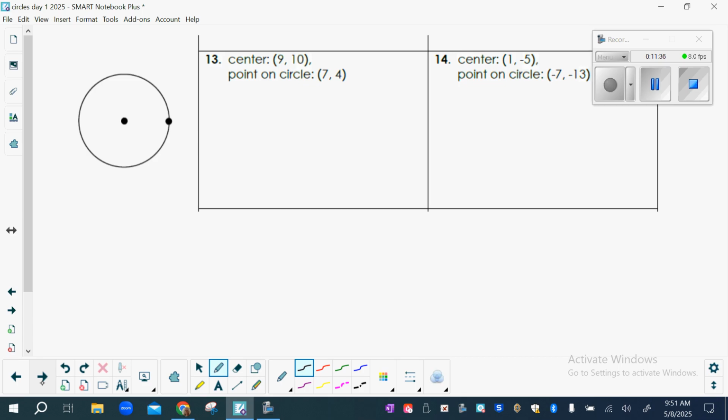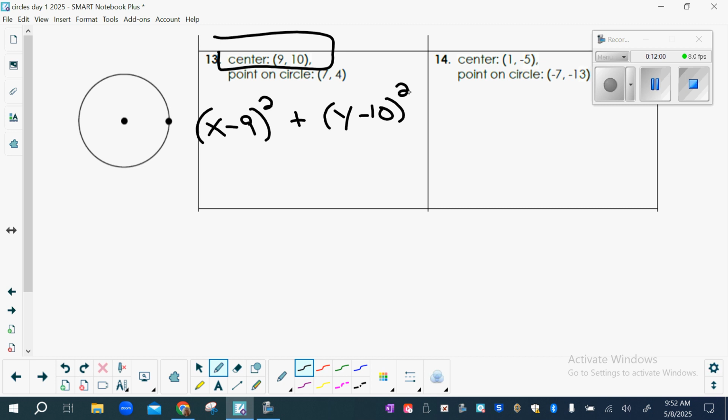Okay, so here's what. We're going to write the equation of this circle. And remember, what we need is 2 things: the center and the radius. So let's start off, nice and easy. Let's take this point and write the equation: (x − 9)² + (y − 10)² = ... there's no radius. So we're going to have to do a little work here.